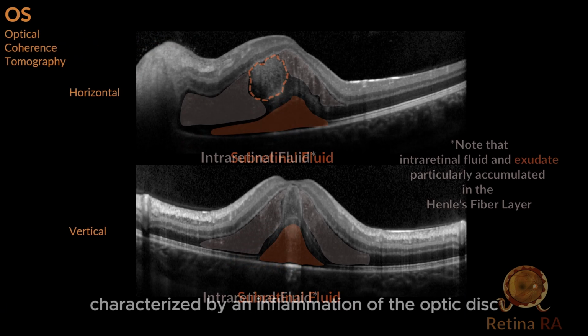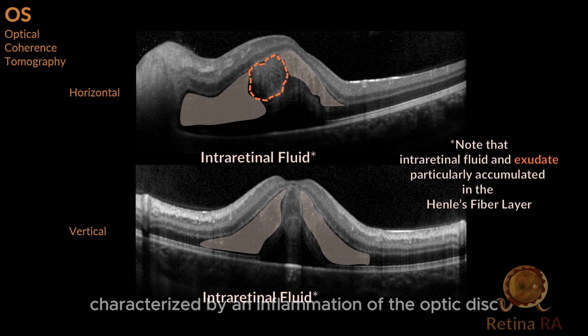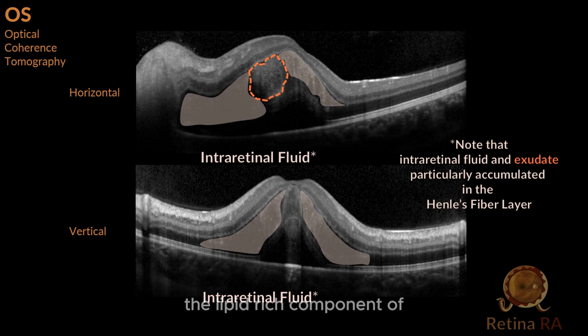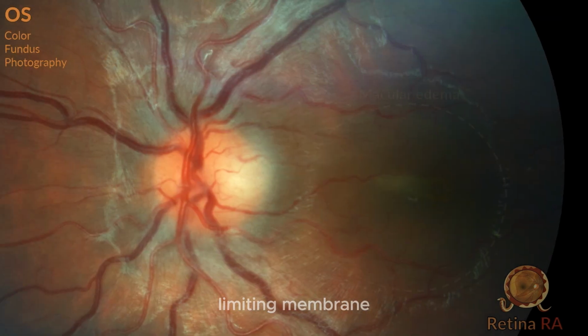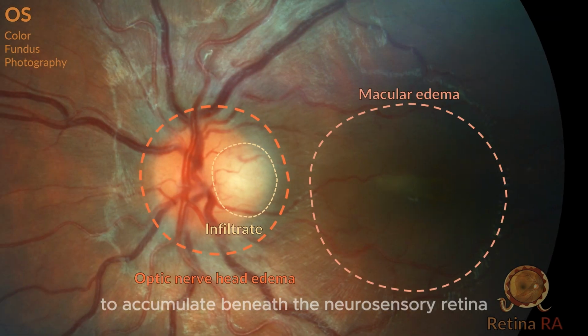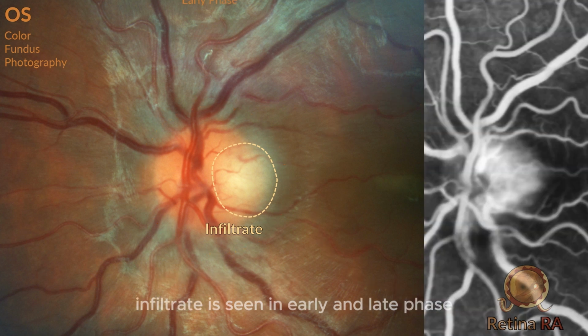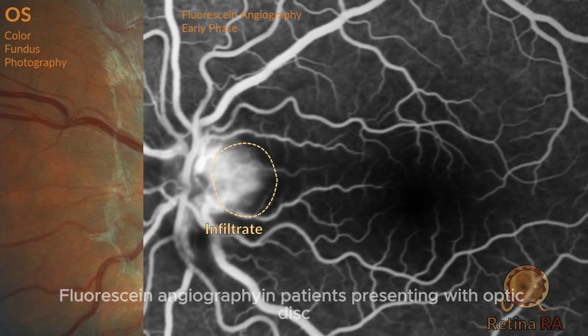Neuroretinitis is characterized by an inflammation of the optic disc vasculature, with exudation of fluid into the parapapillary retina. The lipid-rich component of the exudate is further able to penetrate into the Henle fiber layer, creating what is clinically seen as a macular star pattern. Only the aqueous phase is then able to pass through the external limiting membrane to accumulate beneath the neurosensory retina. Hyperfluorescent infiltrate is seen in early and late phase fluorescein angiography.